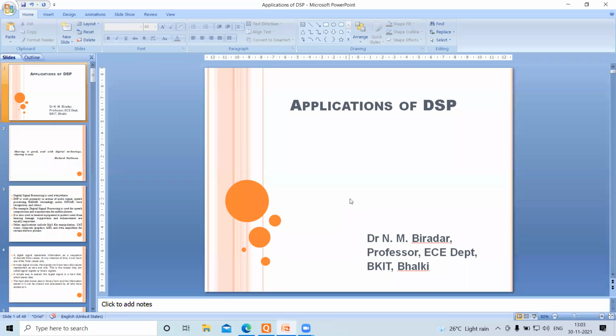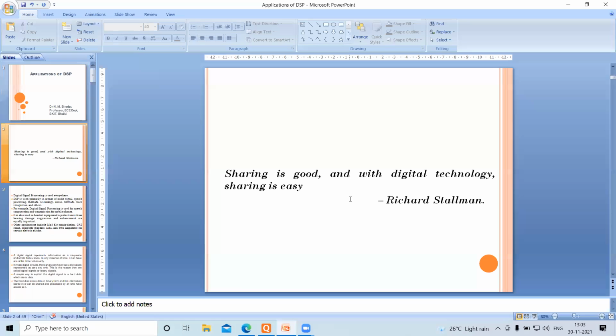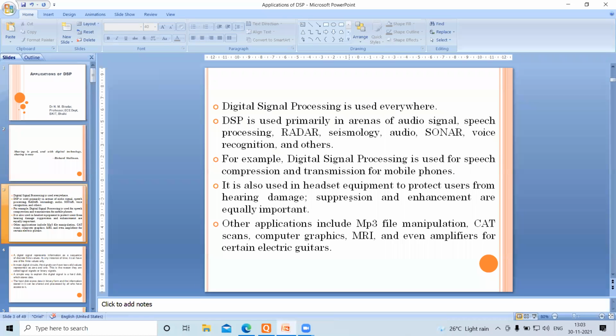I begin with this particular saying: sharing is good. And with digital technology, sharing is easy. That's why I, sitting at Bhalki, am talking to all the wonderful students at Pandharpur. So we begin with this. Let us try to share the information. The topic given to me.